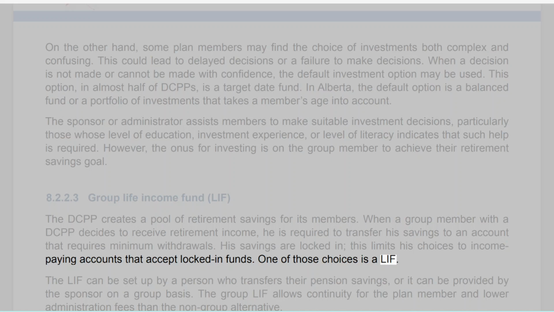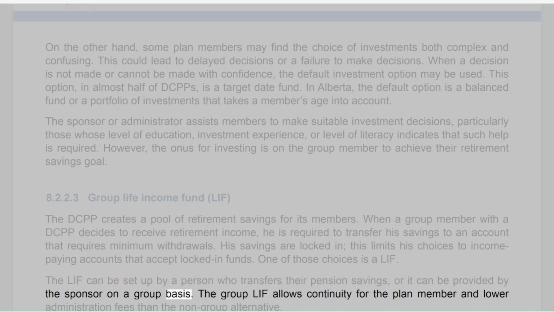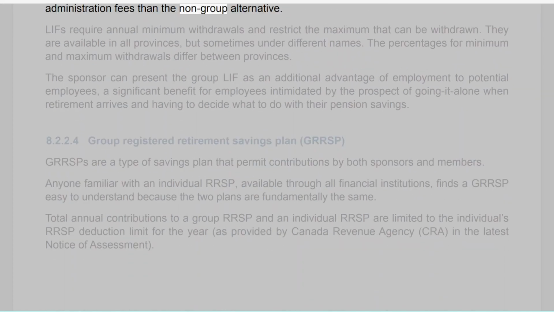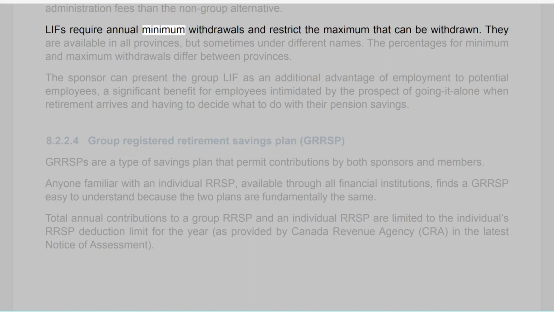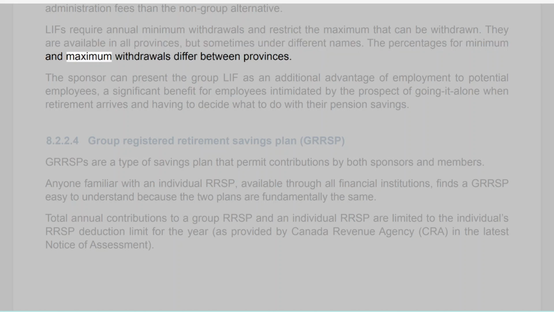The LIF can be set up by a person who transfers their pension savings, or it can be provided by the sponsor on a group basis. The group LIF allows continuity for the plan member and lower administration fees than the non-group alternative. LIFs require annual minimum withdrawals and restrict the maximum that can be withdrawn. They are available in all provinces, but sometimes under different names.